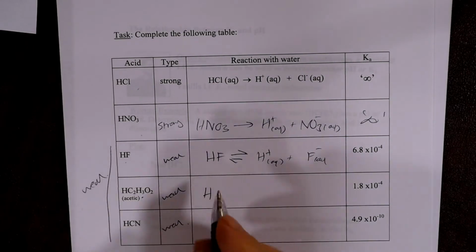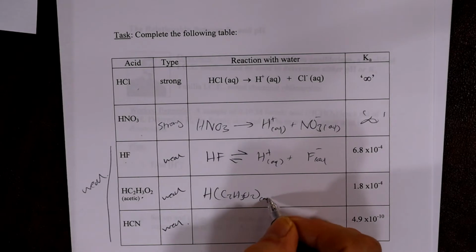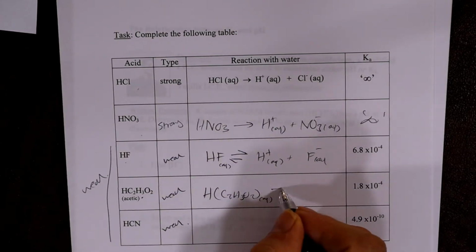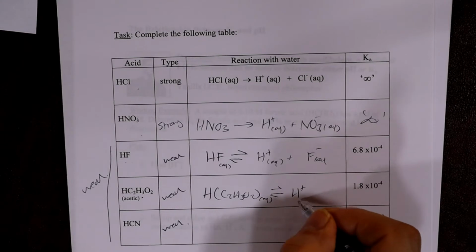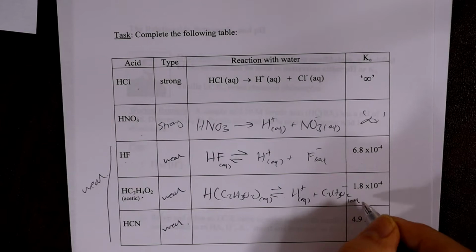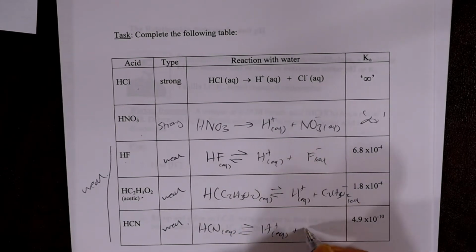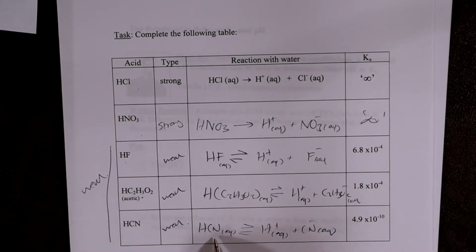That's how you'd say it written in the book. I'm going to do my normal thing. That's vinegar, acetic acid, for completeness. And finally HCN. All right, so there we have it. Three weak acids, all showing equilibria with measurable equilibrium constants.